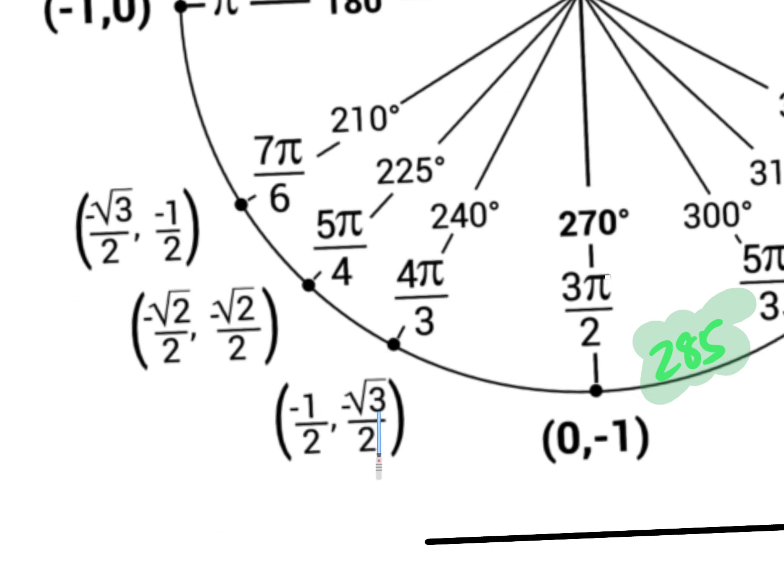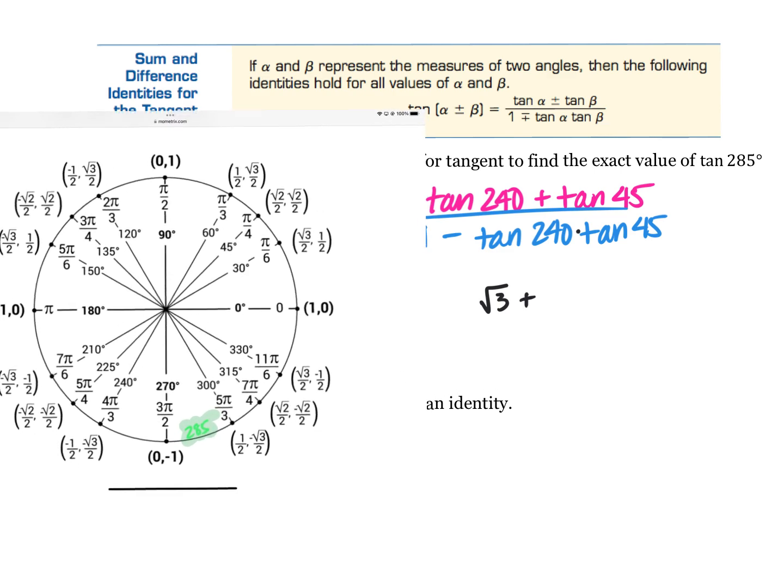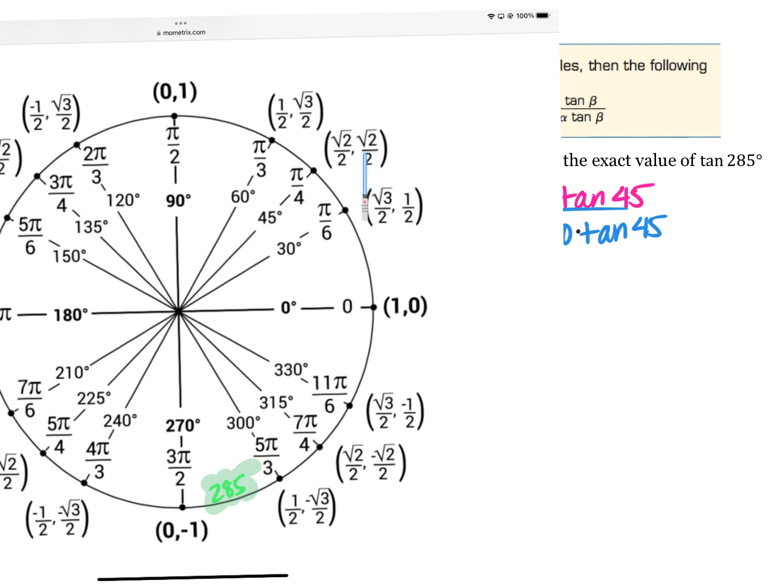Y over x. Negative over negative is a positive. Root 3 over 2 divided by 1/2. The 2's are going to cancel, and I'm just left with a positive root 3. I'm down with that, okay? We got a root 3 there. Plus, you guys chose good ones. Tangent of 45, y over x, anything over itself is just 1.